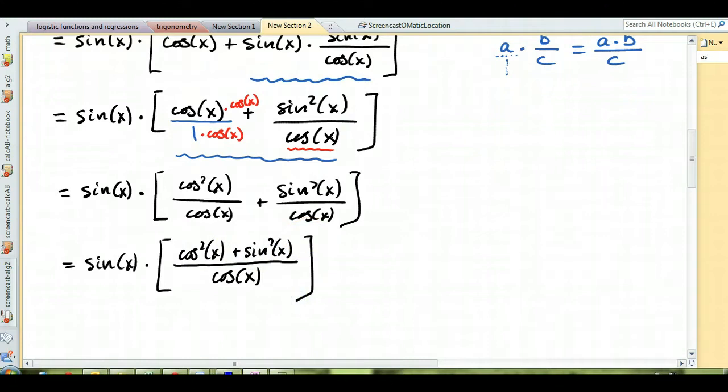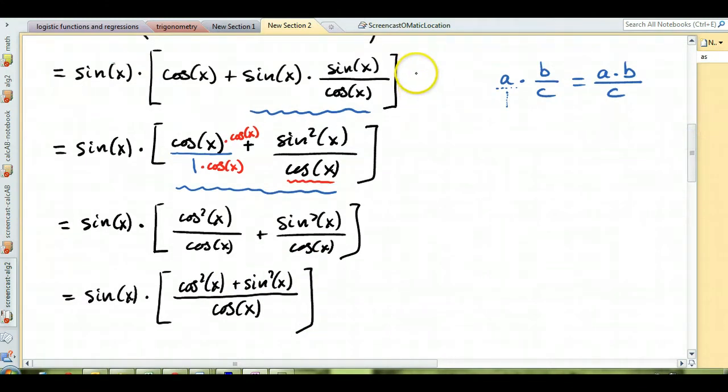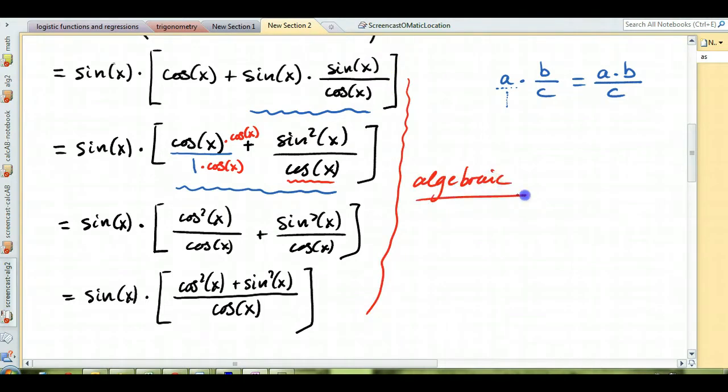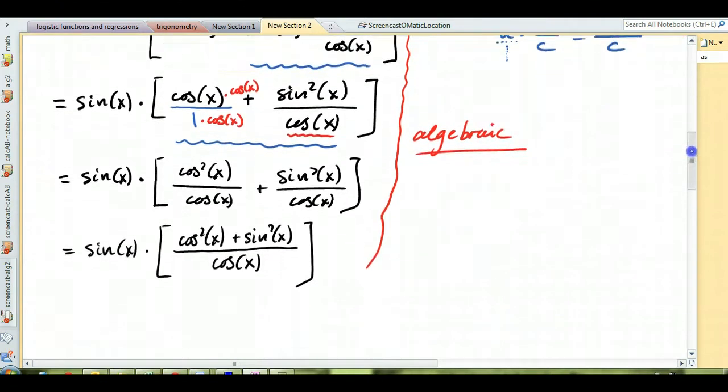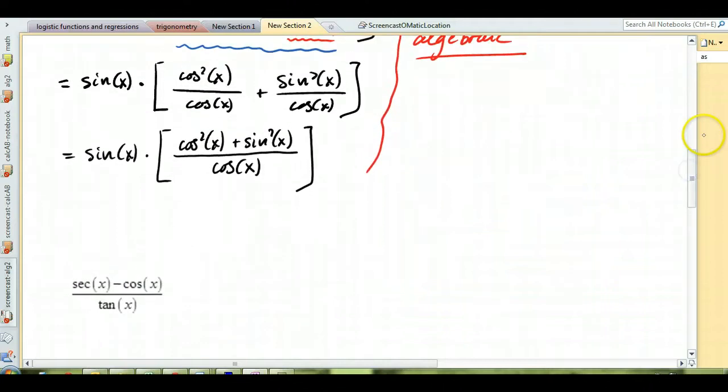Okay, where am I right here? These steps were all algebraic. That I've done only algebra. That step was trig, replacing tan by sine over cosine. That's trig, that's not algebra, okay? Well, I guess even that is debatable. That's it. So now, let me create a little bit of space here.